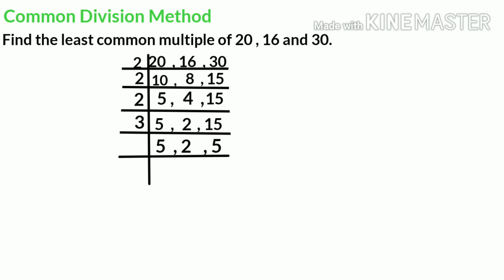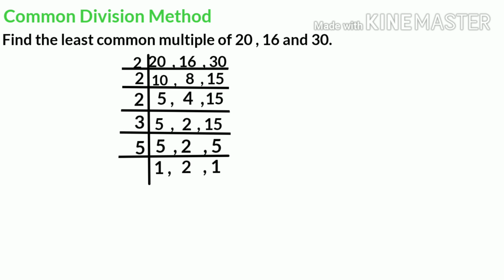We will divide by 5. 2 is not divisible by 5, so it will come down as it is. When we divide this 5 by 5, we get 1 as the quotient. And when we divide this 5 by 5, we get 1 as the quotient again. Now, the numbers are 1, 2, and 1. And among these numbers, there is no common prime factor, so we can stop the division here.